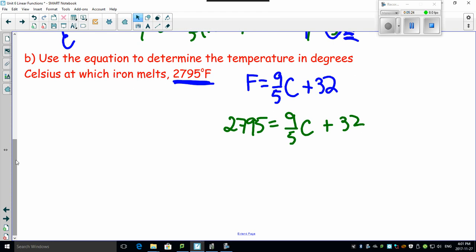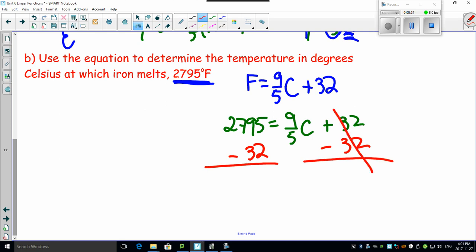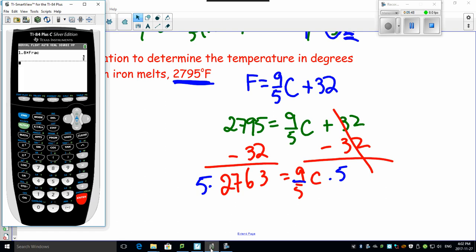So to solve this now, it's just simple algebra. Subtract 32 from both sides. Okay, that cancels this guy out. That's 3, that's 6, that's 2,763 equals 9/5 C. And then to get rid of the 9/5, remember, that's dividing. So of course, we multiply both sides by 5. That's going to give us a big number. Okay, so let's bring up the calculator. Here we go, 2,763 times 5. There it is. Gives you that big number.